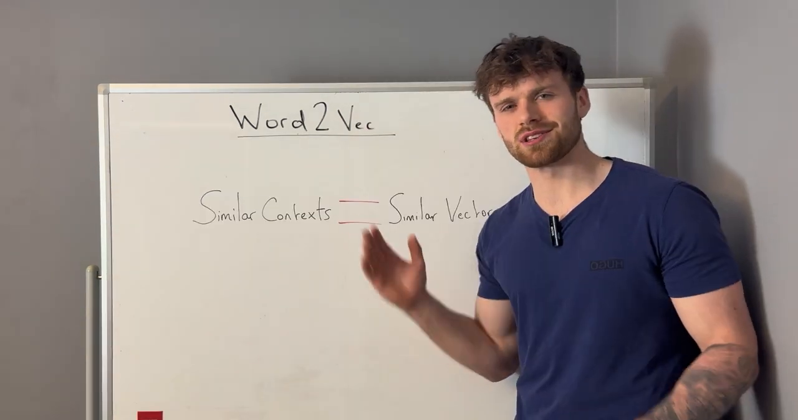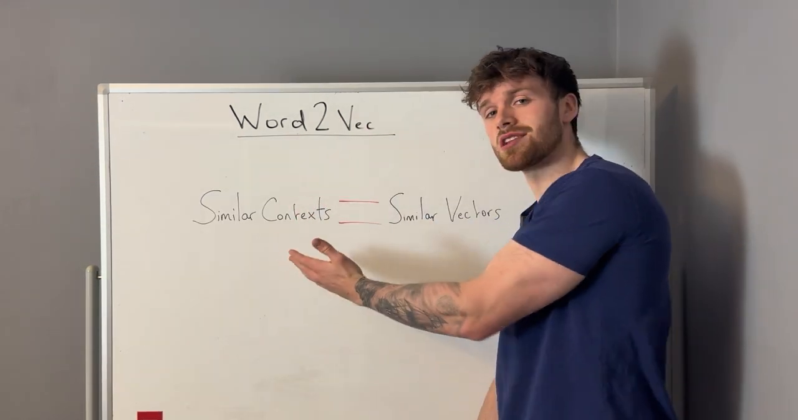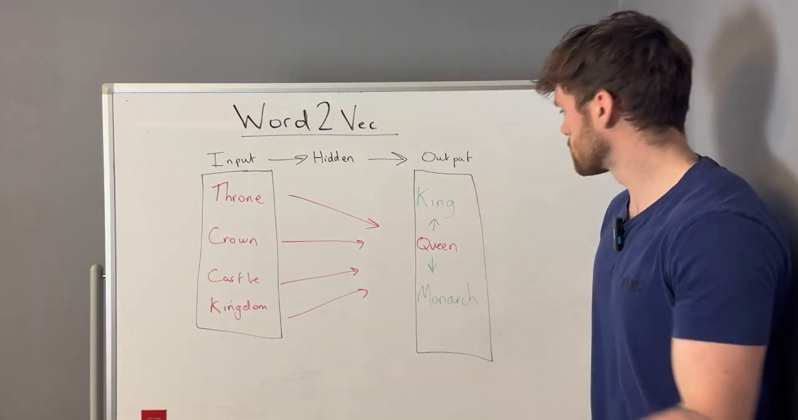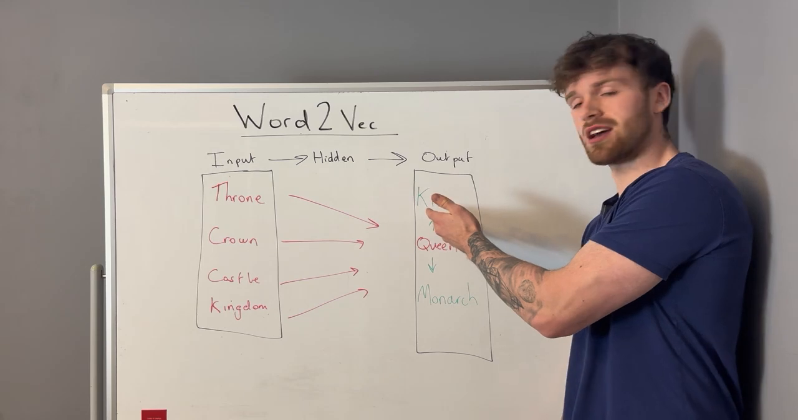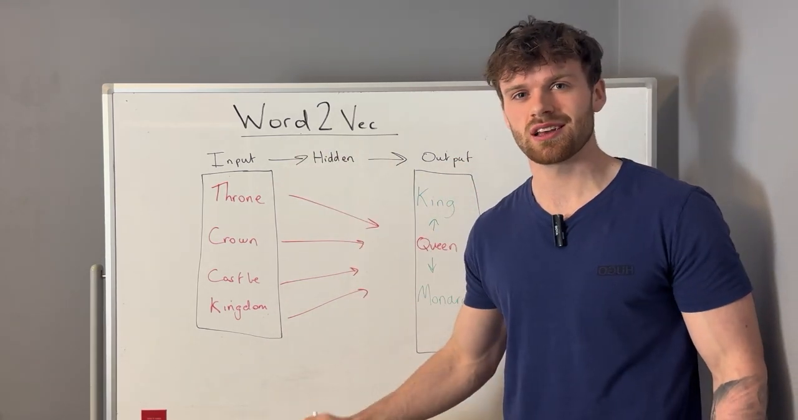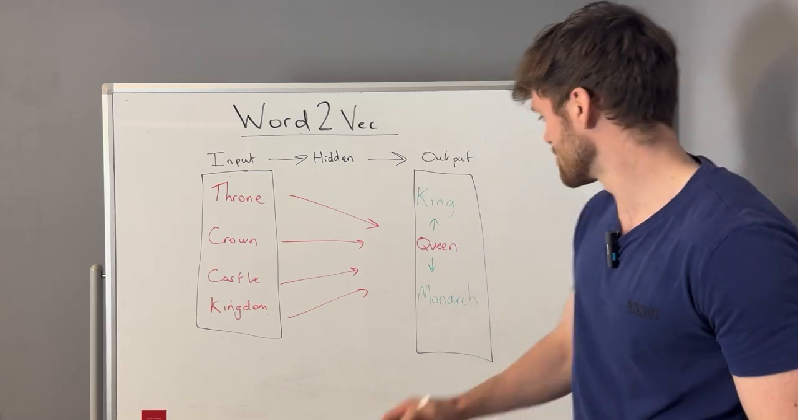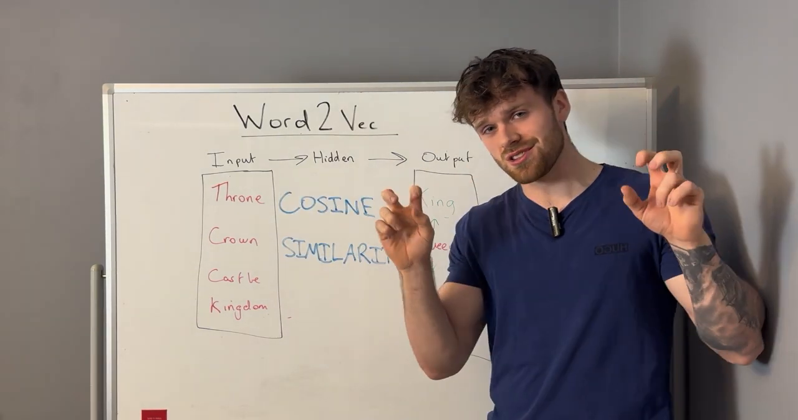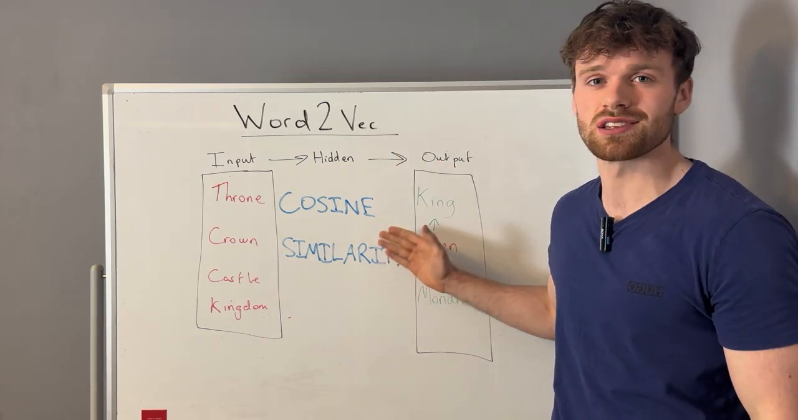The core idea is simple. Words with similar contexts will have similar vectors. For example, if you could replace queen with king or monarch, and the context words still make sense, this means that the vectors must be very close together numerically. This closeness is what we call cosine similarity.